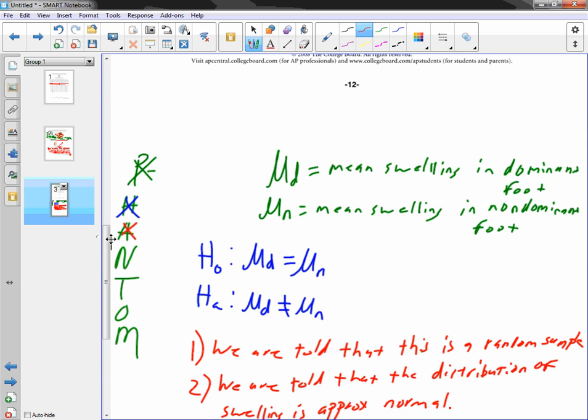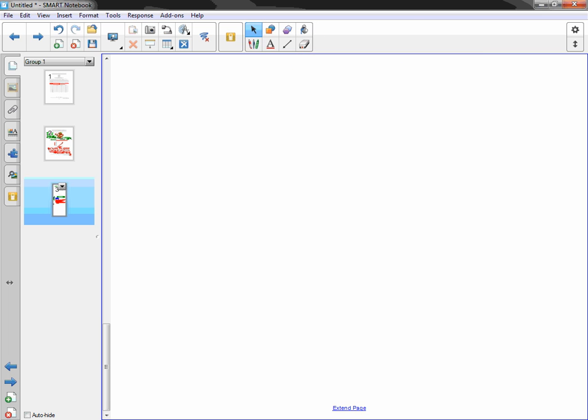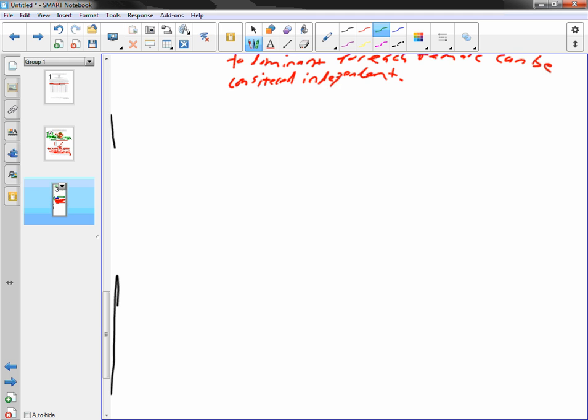Okay, so naming the test here seemed to be a little bit harder for some people, but the thing that you're really looking for here is the fact that we're using the same 12 individuals. We're using the same 12 individuals the whole time, and we're checking their dominant foot and the difference with their non-dominant foot. So this is a paired t-test. So I'm going to say, therefore, a paired t-test is appropriate.